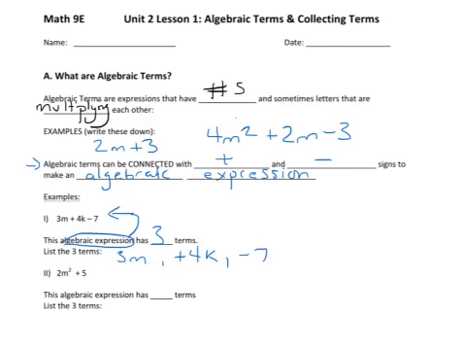Okay, next one, 2m squared plus 5. This algebraic expression has 2 terms. It has the 2m squared and the positive 5. And here it says list the 3 terms. That should be 2 terms. It'd be 2m squared and positive 5. Okay, on to the next.